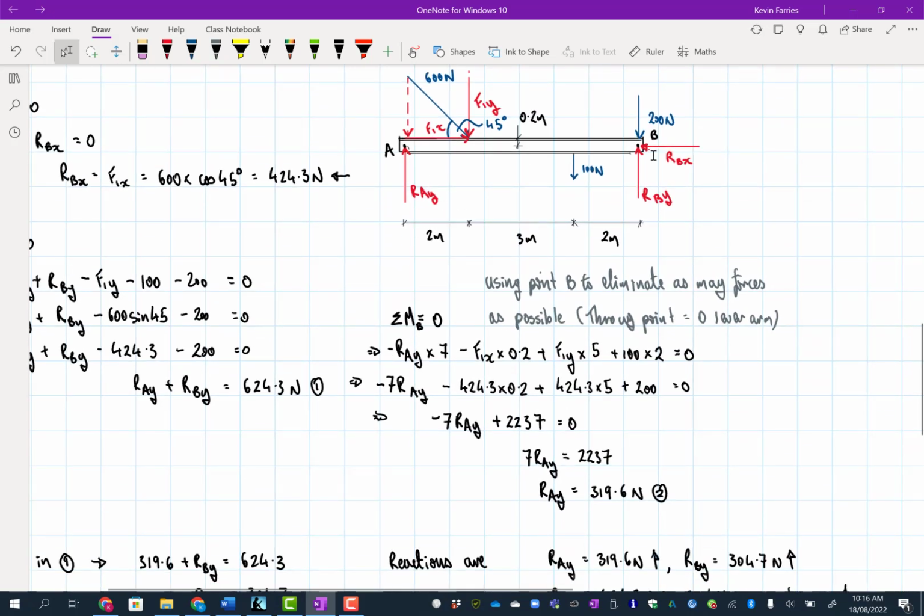And so I've just been careful. So I've taken the moments about this point. I've just explained that here. So you've taken this point to eliminate as many forces as possible because they all have 0 moment because they all go through the point B. So I've taken moments about that point. Then I've just gone through all the forces we've got here and checked what their moments are about that point. So RAY has got a lever arm of 7 and it's going in a clockwise direction.